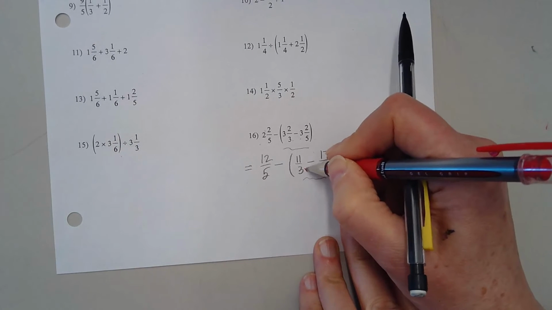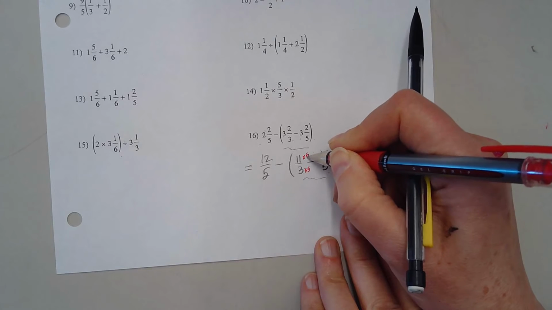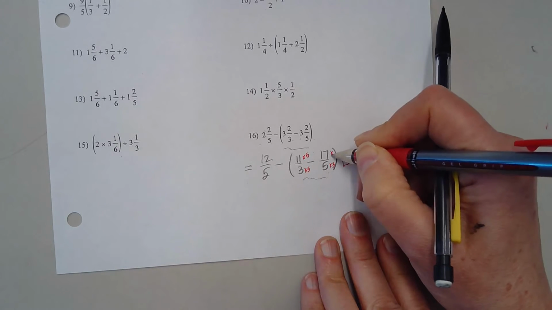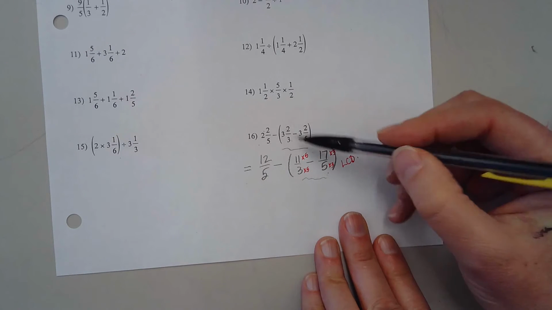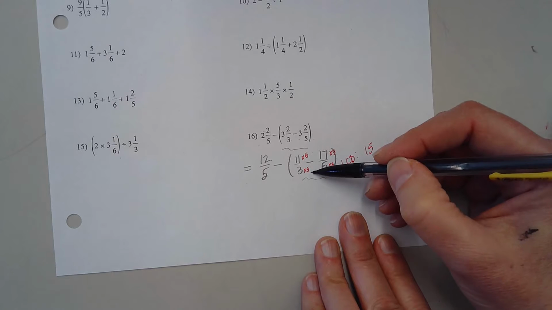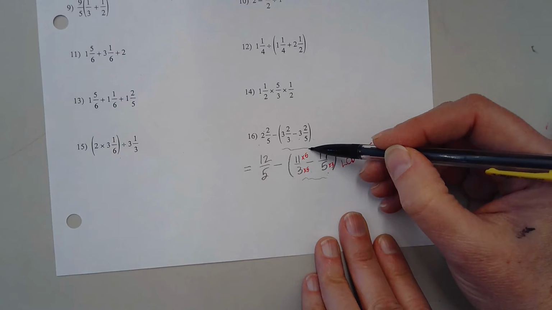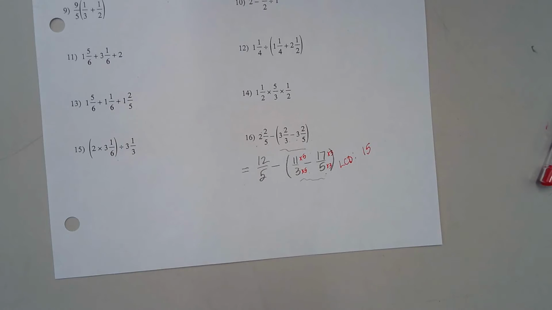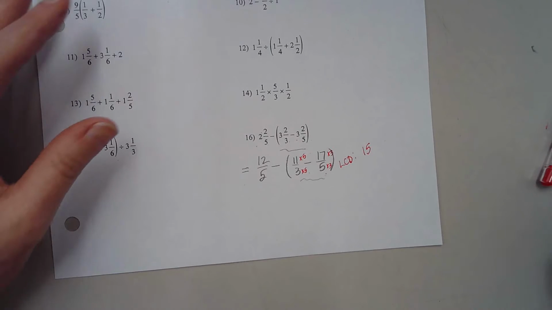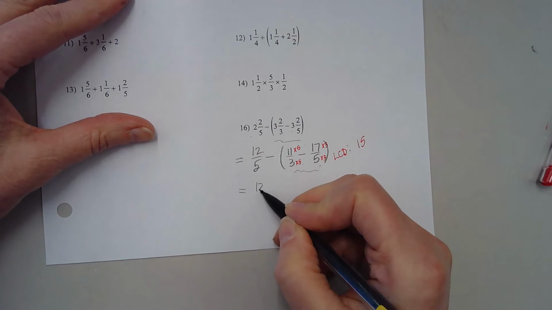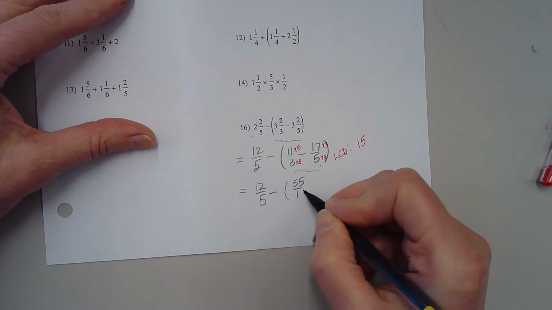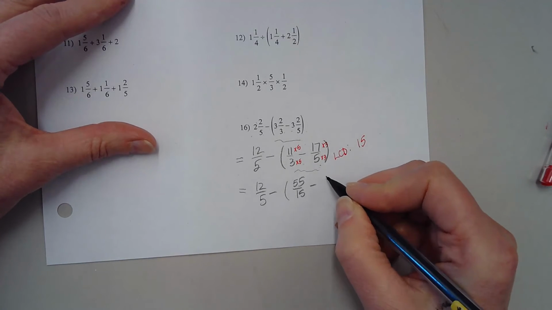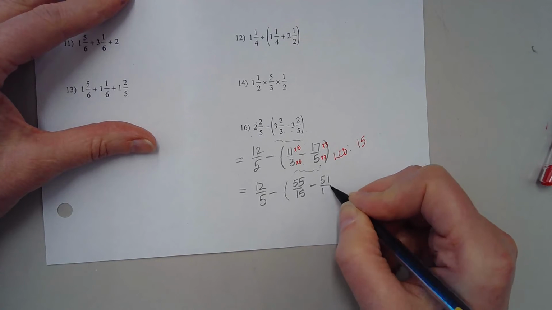So these guys are both going to be multiplied by 5, and these guys by 3s. I have to change the denominator so it's the same number. So when you have a fraction, if I multiply the denominator by 5, I have to multiply the numerator by 5. You're just changing it to an equivalent fraction, so you're not changing the value, you're just changing the form of the fraction. Okay, so I'll have 55 over 15 and 51 over 15.